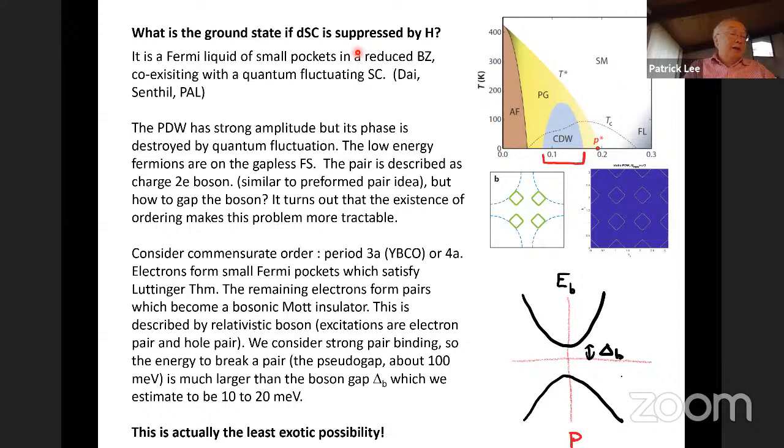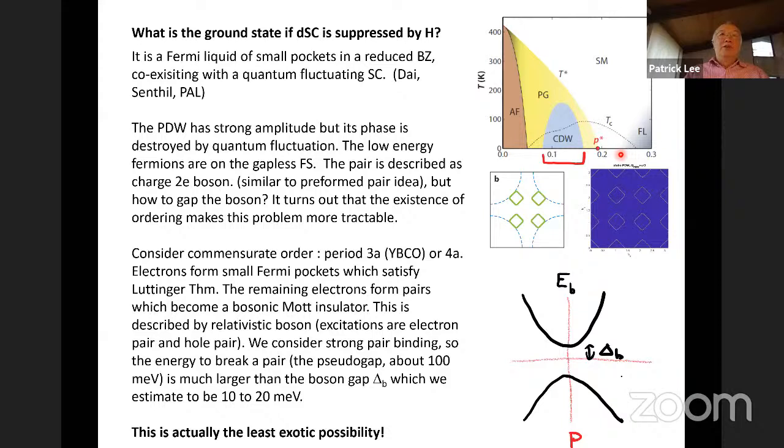So finally, I should try to finish up in about 5 minutes. I want to address the question: what is the state if I manage to kill this d-wave pairing? We know there are these small pockets, and so in this paper we ask, since we are at zero temperature, this is a quantum state. So we should be able to ask, how do we describe this quantum state?